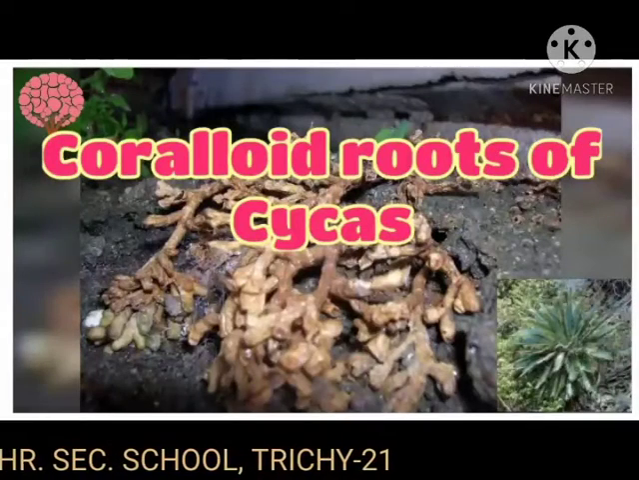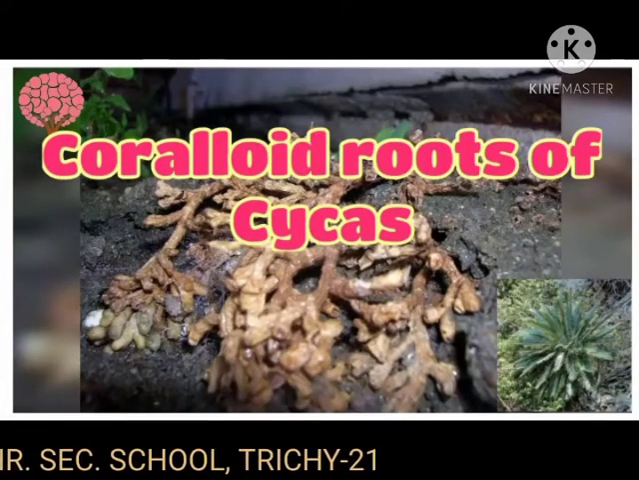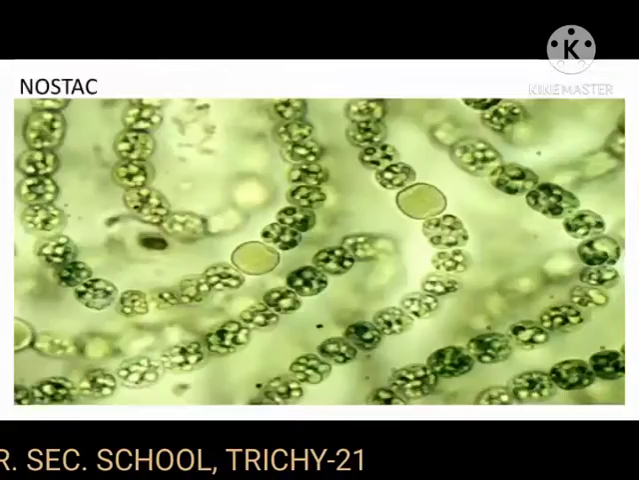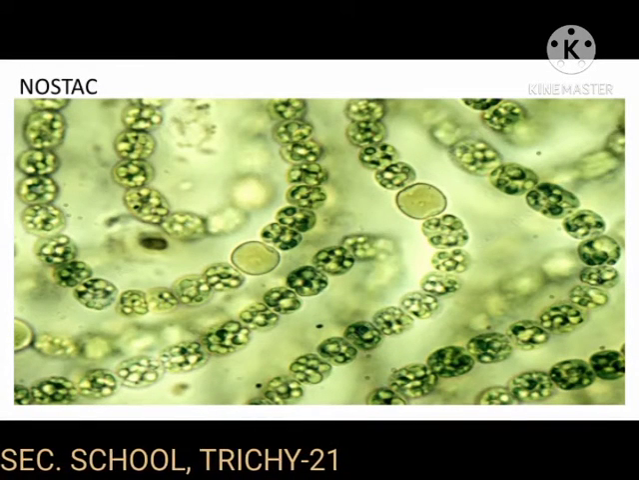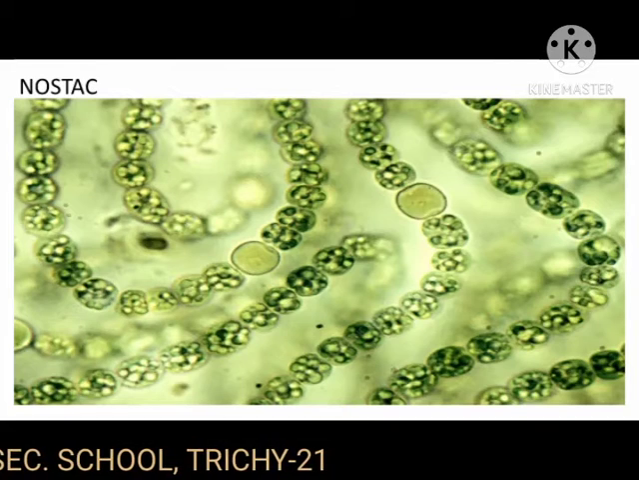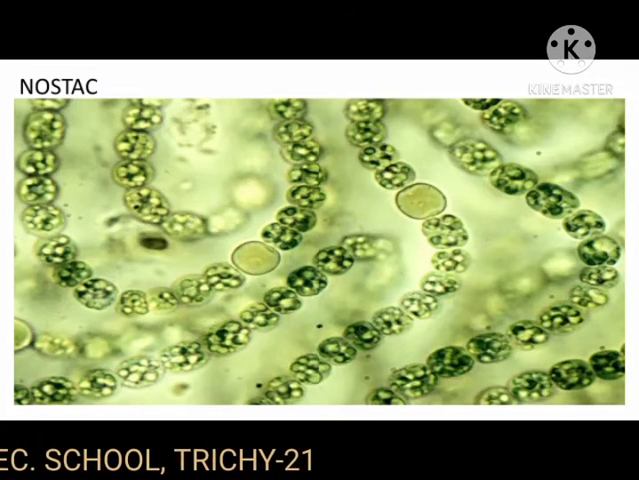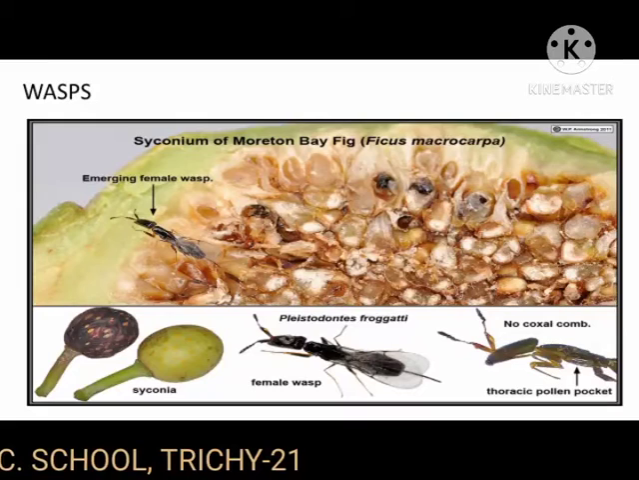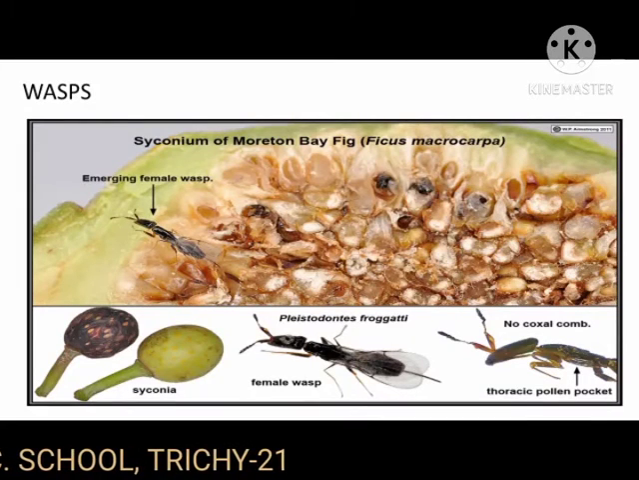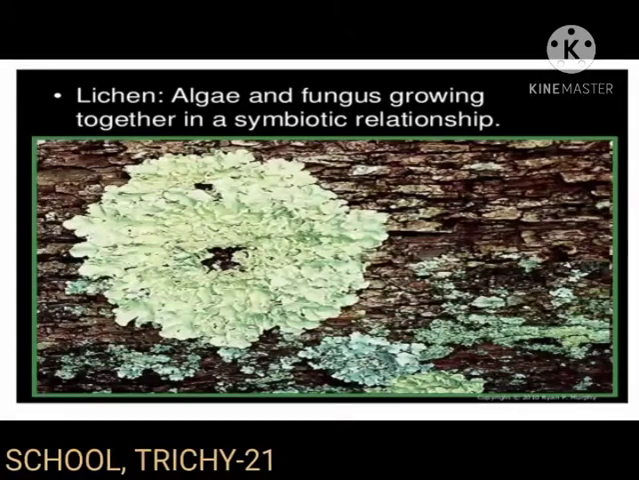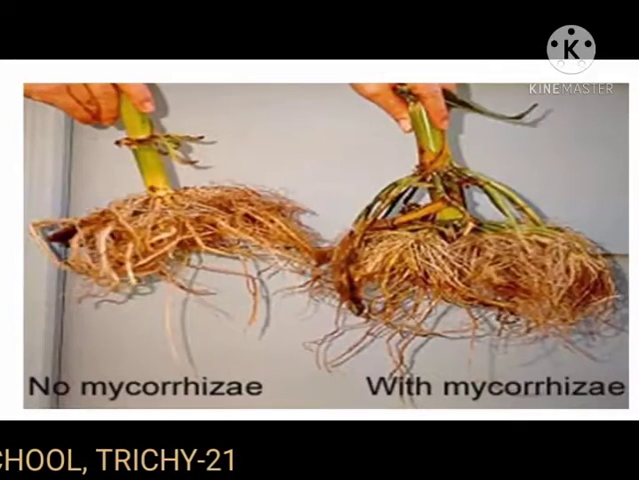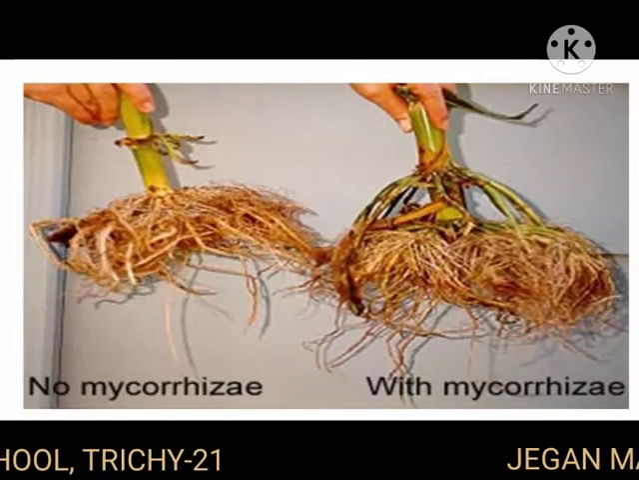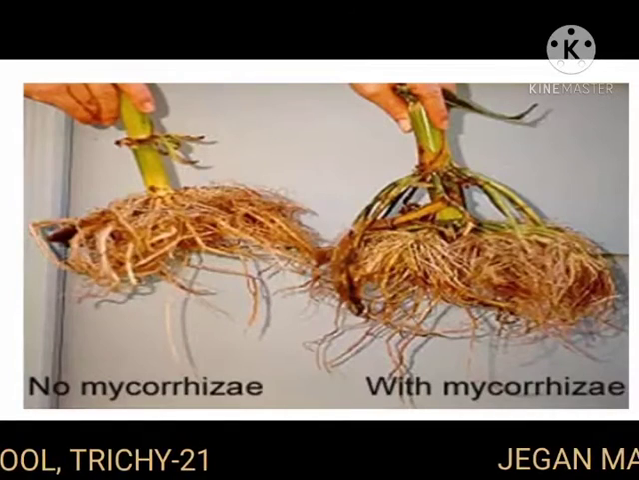Second example, Anabaena present in coralloid roots of the cycas. Third, cyanobacterium found in the thalloid bodies of the anthoceros. Next, wasps present in fruits of the fig. Next, lichen is a mutual association of an alga and a fungus. Next, roots of terrestrial plants and fungal hyphae, mycorrhiza.